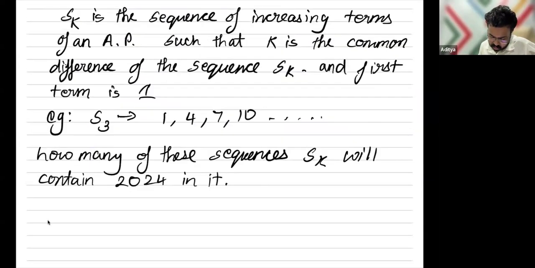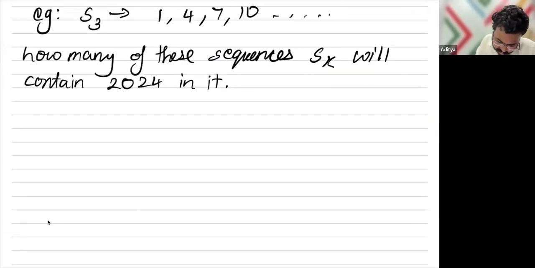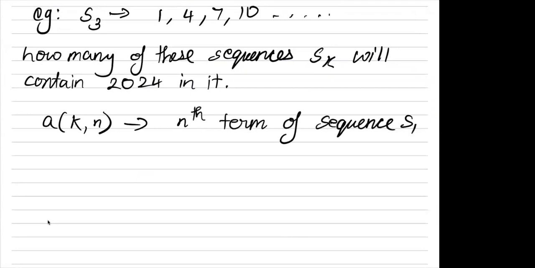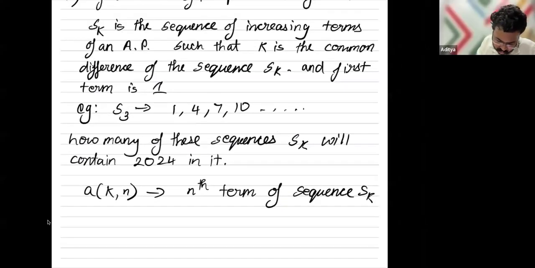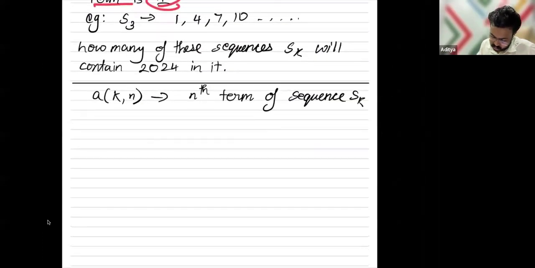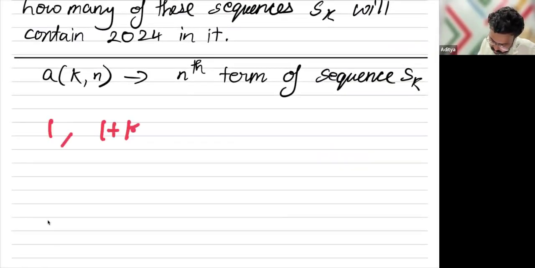Okay, so I'll start solving question 16. See, I can now define A of K comma N as the nth term of sequence SK. Is everyone fine with this? I start this question by noticing that there are sequences SK of increasing terms of an AP such that K is the common difference of the sequence. First term is 1. So our sequence is always like 1, 1 plus K, 1 plus 2K, and so on.